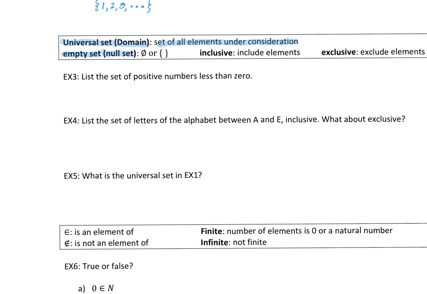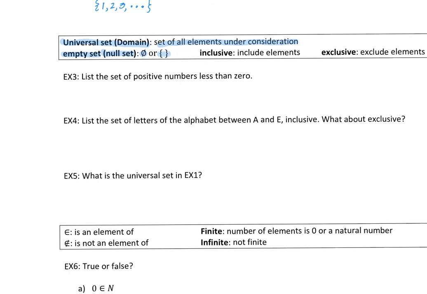And a special set is called the empty set, often called the null set. That would be a set with nothing in it. So it's just an empty container. There are 2 symbols for the empty set. The first one would be this 0 with a slash through it. Or you can just use your set braces and have nothing inside it.